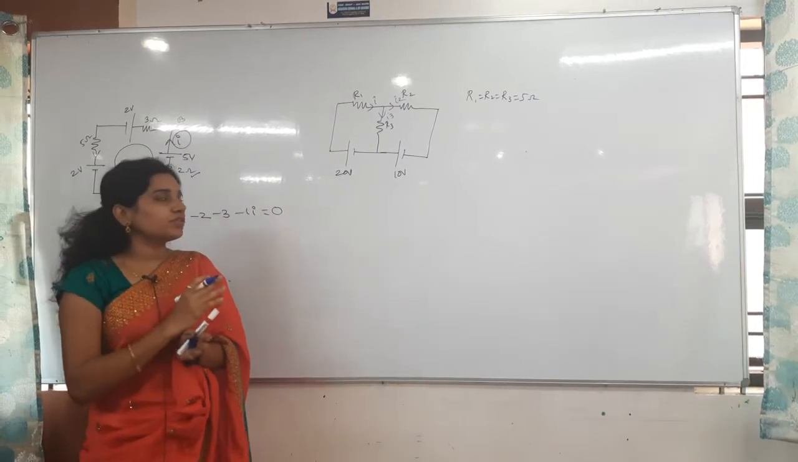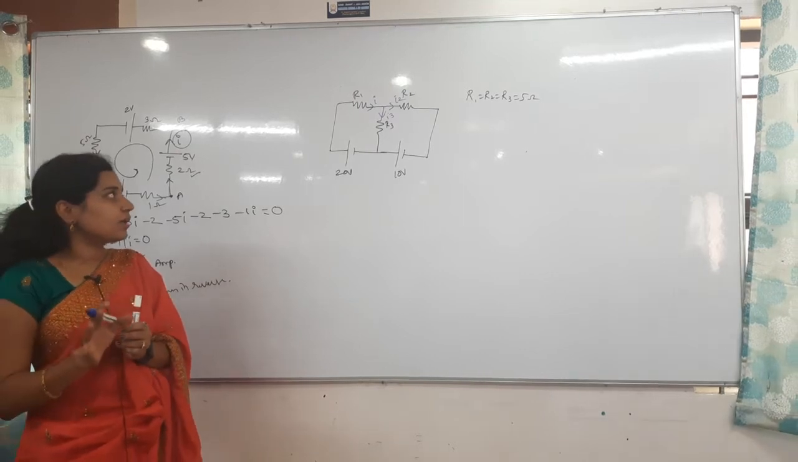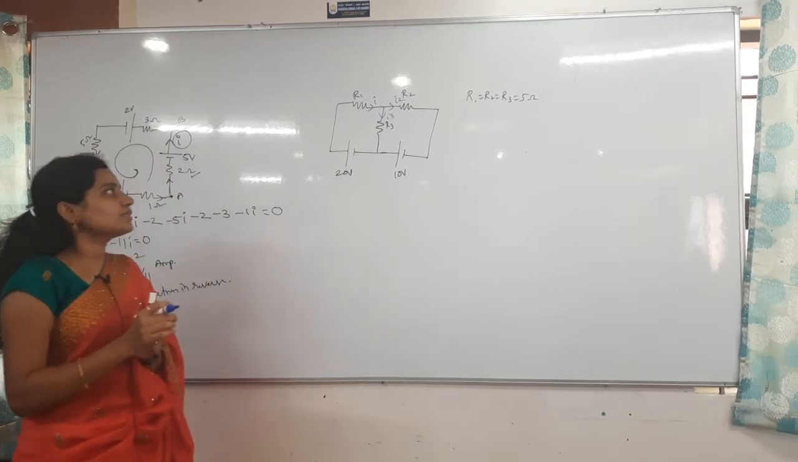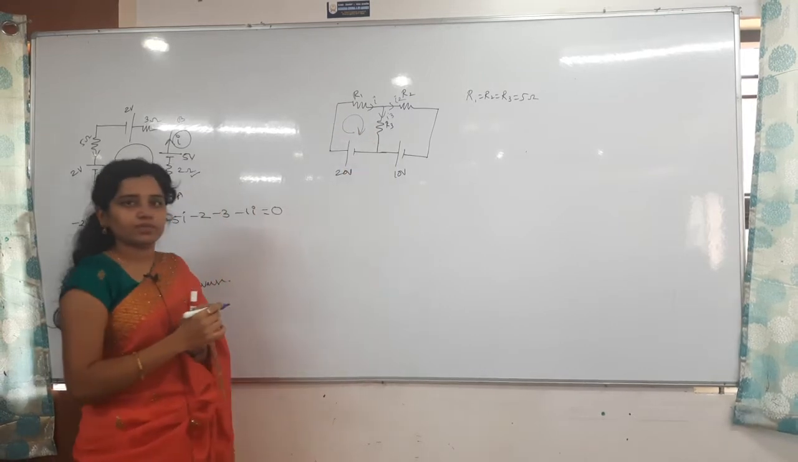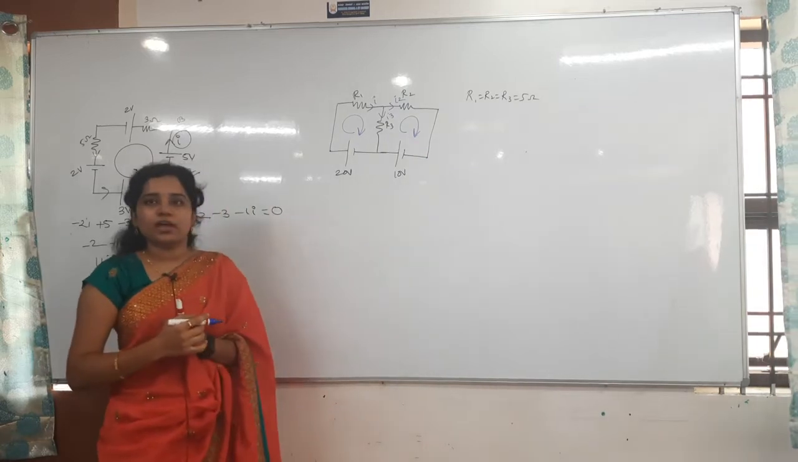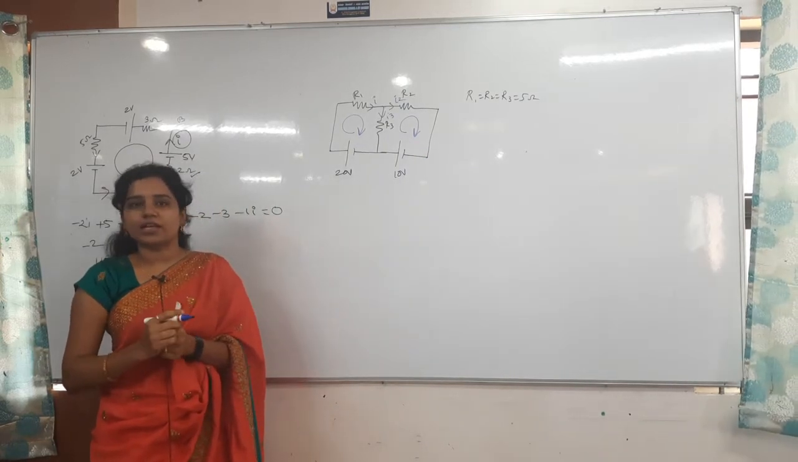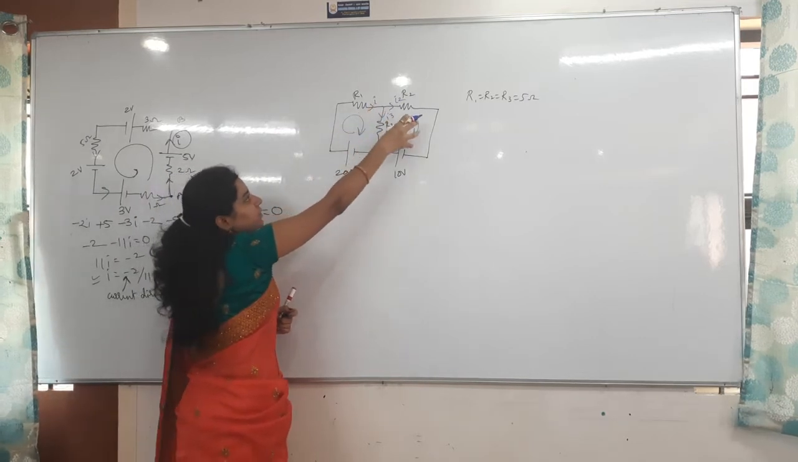With any combination you will not get the answer. There is no need of using combinations. You have to understand that you take this as the first loop and get an equation, then take this as the second loop and get another equation, and solve those equations, and you will get the answer. Clear? First write the equation for this loop, and then for this loop.